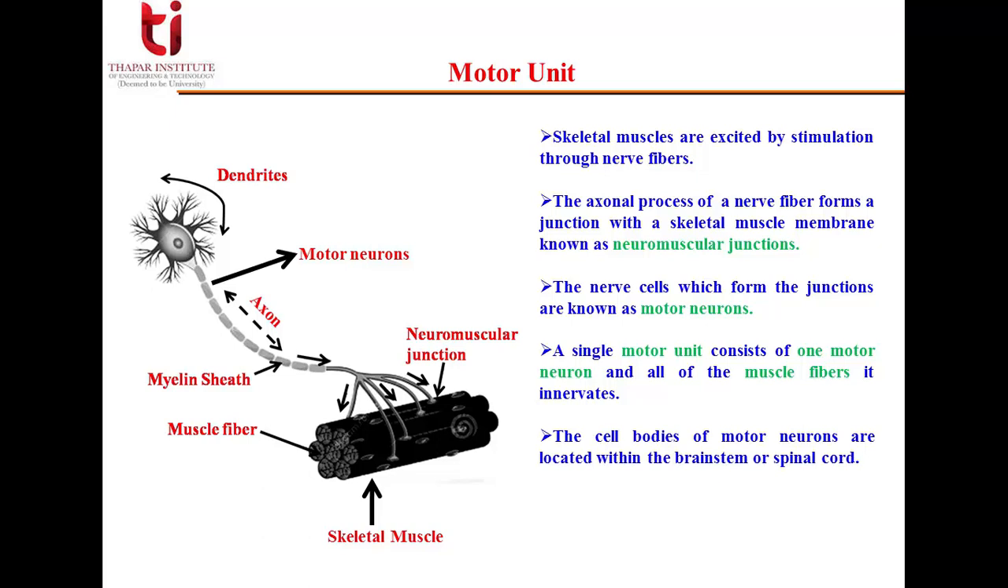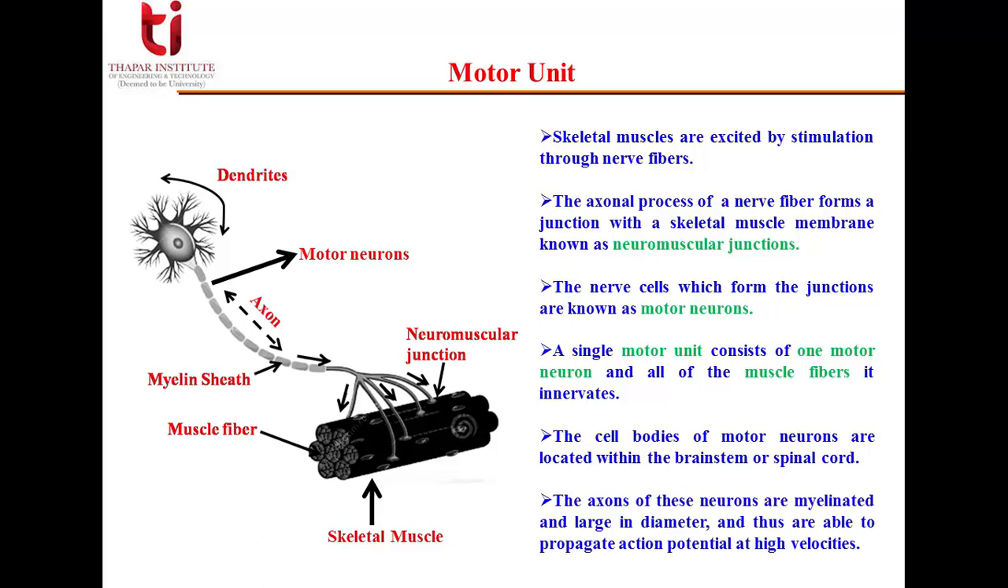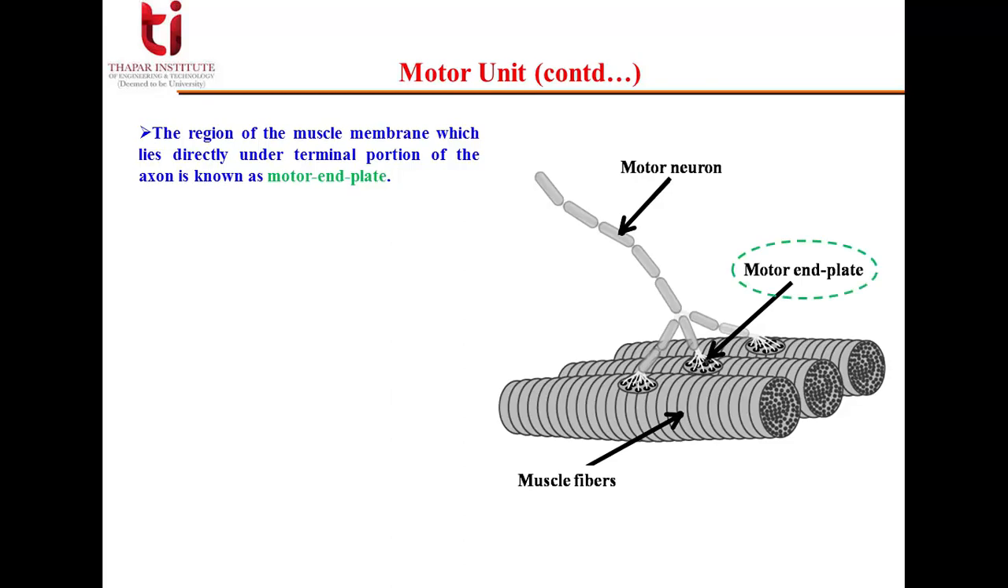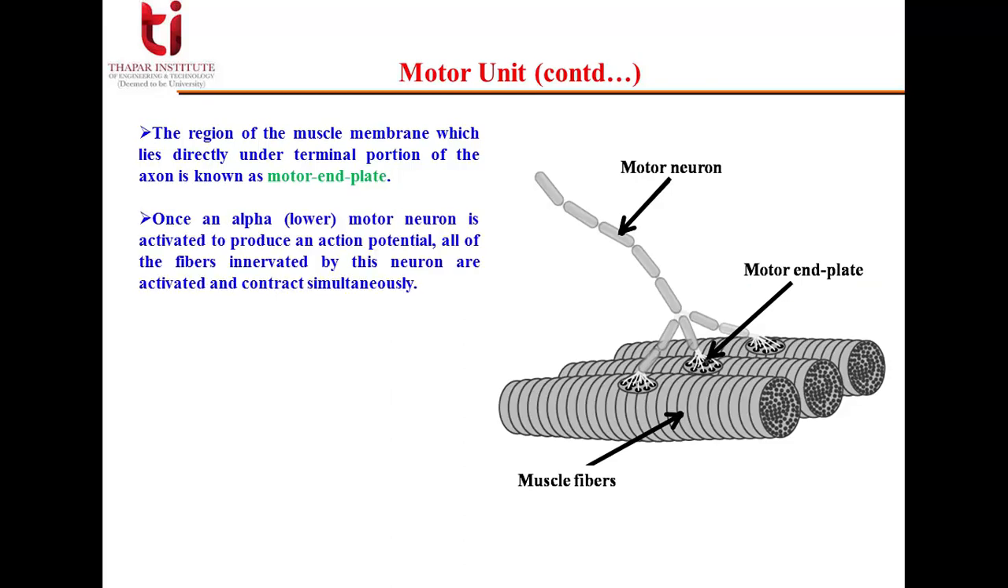The cell bodies of motor neurons are located within the brainstem or spinal cord. The axons of these neurons are myelinated and large in diameter. That means they are able to propagate action potential at high velocities. The region of the muscle membrane which lies directly under the terminal portion of the axon is known as motor end plate. Once an alpha motor neuron is activated to produce an action potential, all of the fibers innervated by this neuron are activated and contract simultaneously.